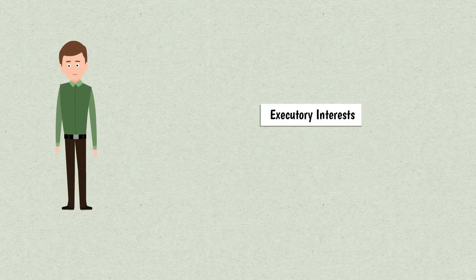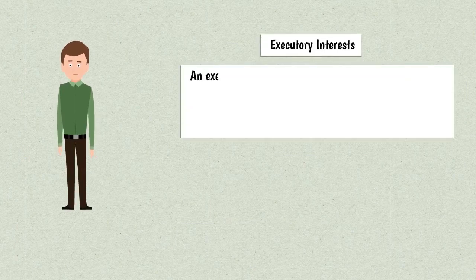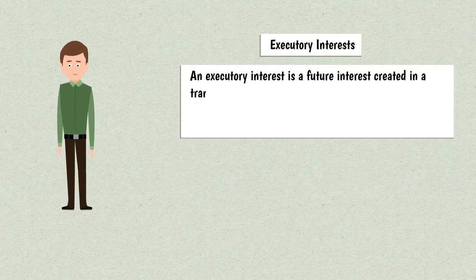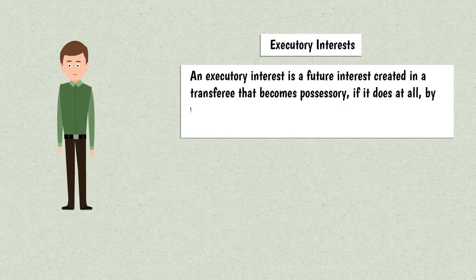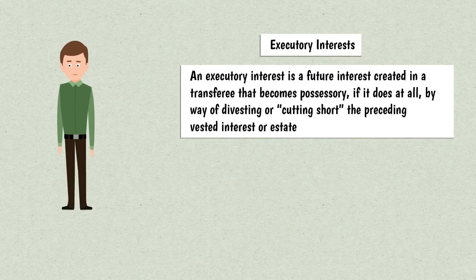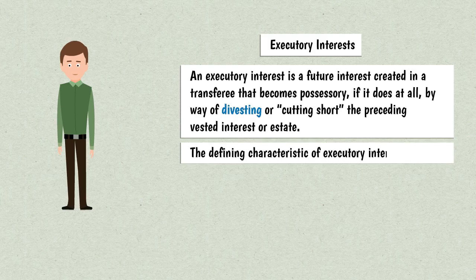The last future interest is actually one we've seen before. An executory interest is a future interest created in a transferee that becomes possessory, if it does at all, by way of divesting or cutting short the preceding vested interest or estate. Divesting is the defining characteristic of executory interests.